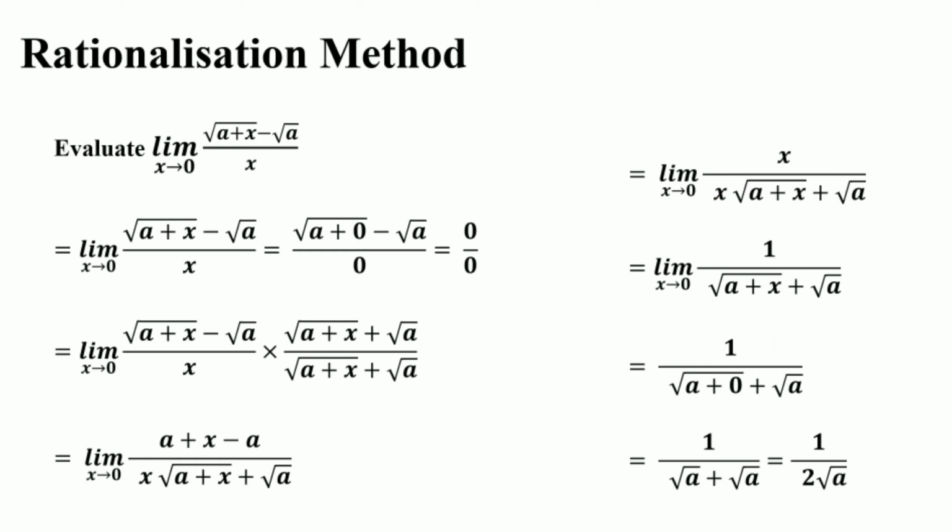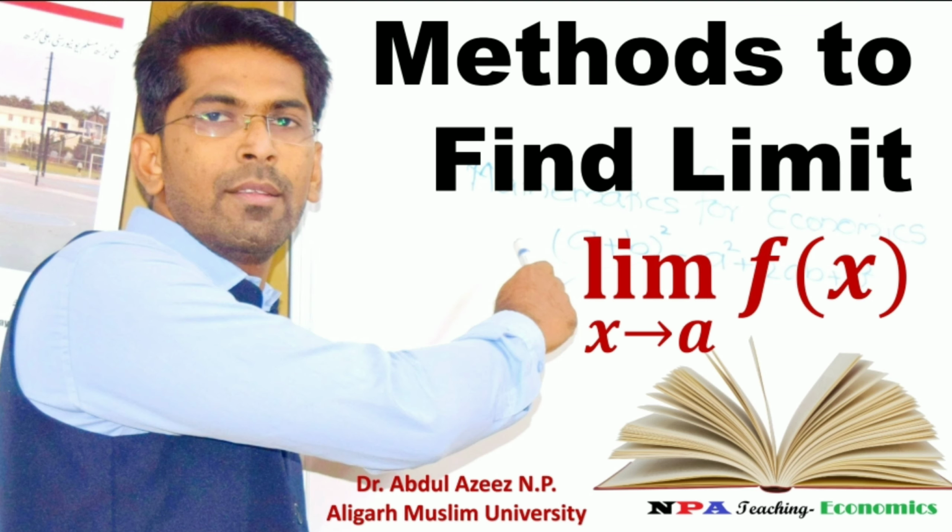Then if you substitute x equal to 0, it will become 1 by root of 0 plus a plus root a. So we can write it as 1 by root a plus root a, which is equal to 1 by 2 root a. I hope you are clear about the methods to find the limit, that is the direct substitution method, the factorization method and the rationalization method.